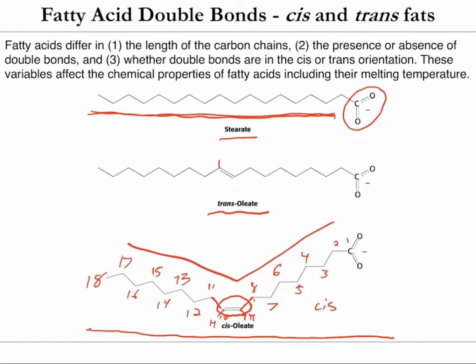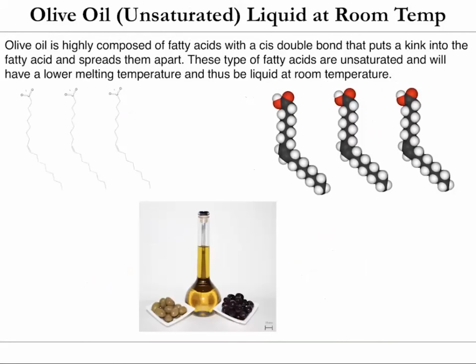So in this one, the hydrogens are pointing in different directions on this double bond. This is where you get the term trans fats, and we'll talk about what that means in a second. There are different types of fatty acids that you'll encounter in your day-to-day life. One that you encounter all the time is something like olive oil, which is considered an unsaturated fatty acid.